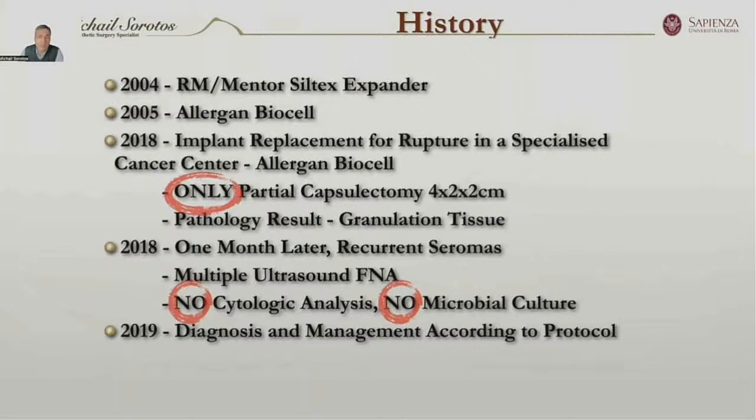So she had implant replacement, and they only performed a partial capsulectomy. The pathology result of this 2 centimeter specimen was granulation tissue, a piece of a capsule. One month later, she had recurrent seromas, and they did multiple fine needle aspirations to empty the breast and remove the seroma. The fluid was thrown away. No cytology, no microbial culture was done.